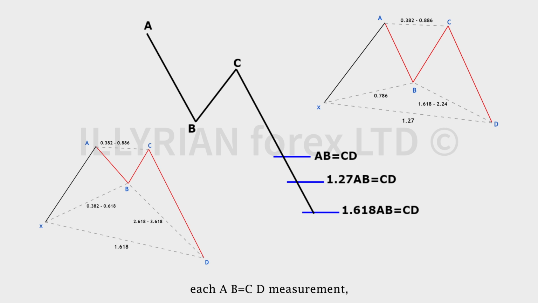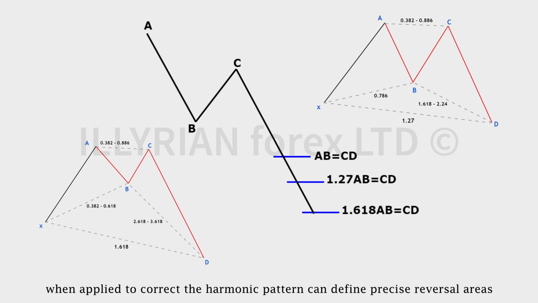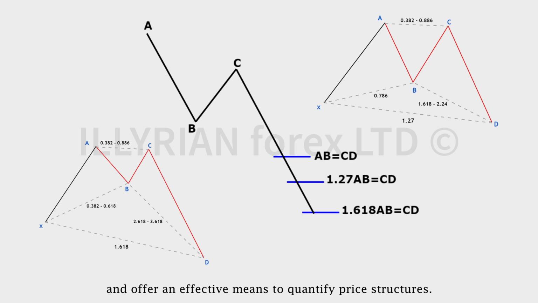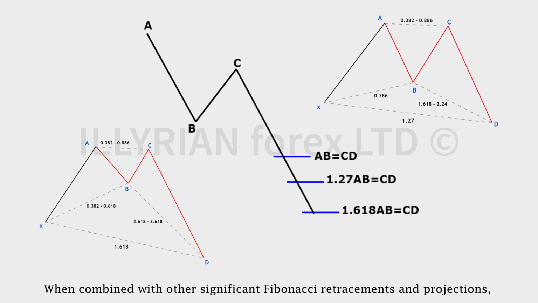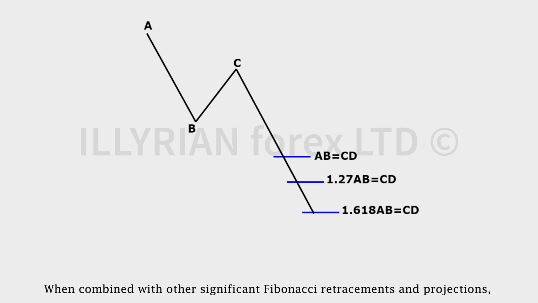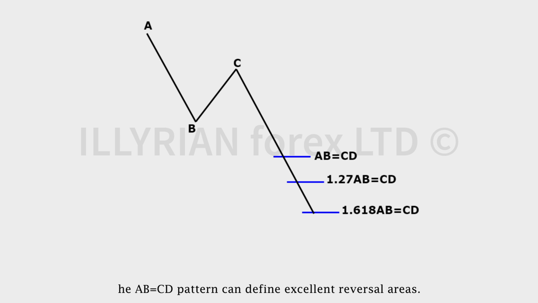Despite the variations, each AB equals CD measurement, when applied to the correct harmonic pattern, can define precise reversal areas and offer an effective means to quantify price structures. It is important to note that the AB equals CD pattern, equivalent or alternate, is the basis for all harmonic structures. In most setups, the equivalent AB equals CD pattern is a minimum requirement before entering a trade. When combined with other significant Fibonacci retracements and projections, the AB equals CD pattern can define excellent reversal areas.